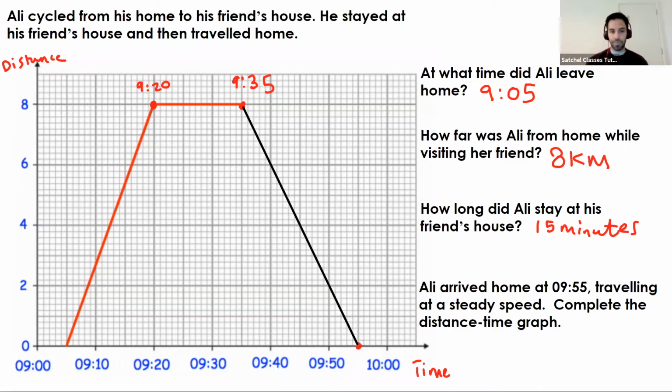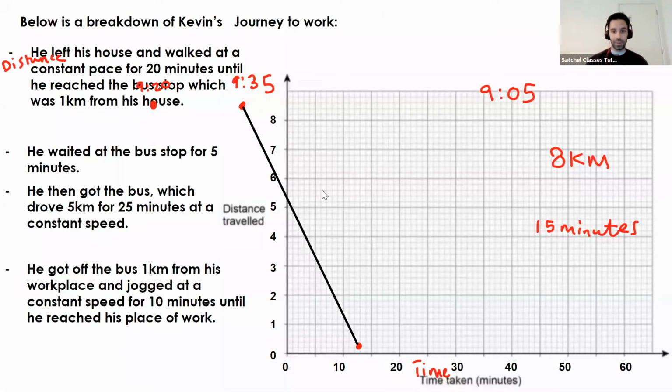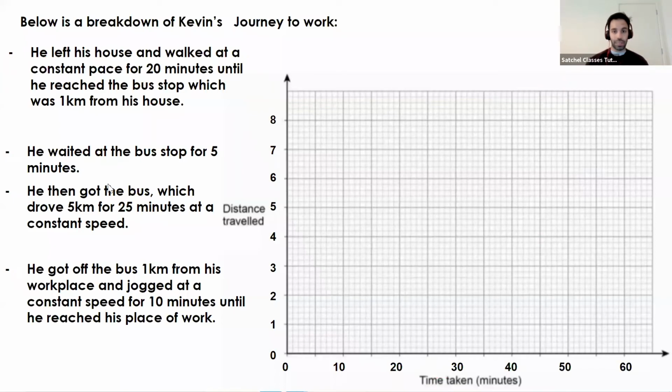All right. Now let's do this question here. So this is where we have to actually draw the distance time graph rather than complete it. So it says, below is a breakdown of Kevin's journey to work. He left his house and walked at a constant pace for 20 minutes until he reached a bus stop, which was 1 kilometer from his house. So he left his house and walked at a constant speed for 20 minutes. So if I make some points here, so he walked for 20 minutes until he reached the bus stop, which was 1 kilometer from his house. So in 20 minutes, he walked 1 kilometer.